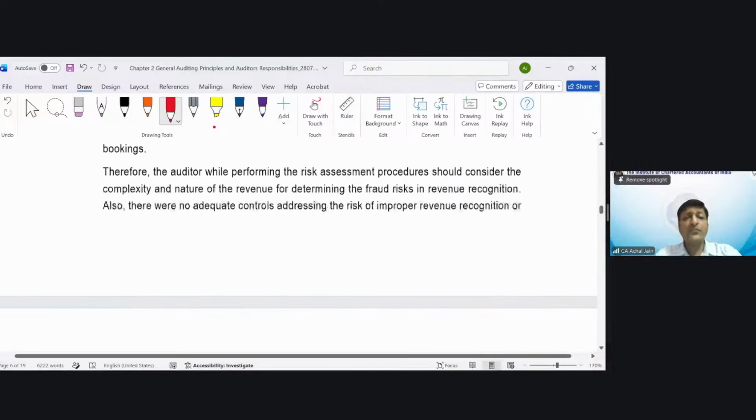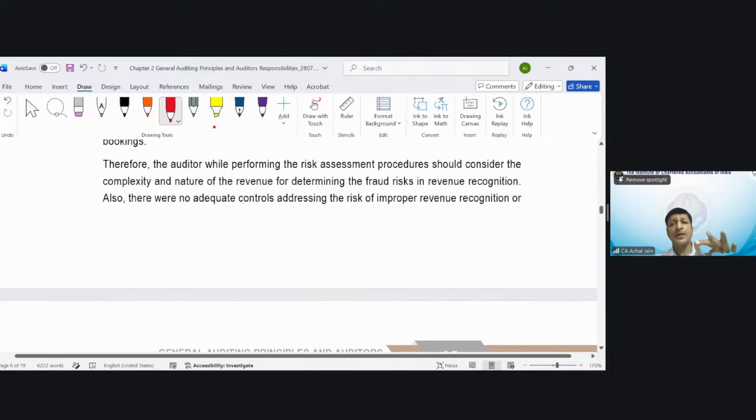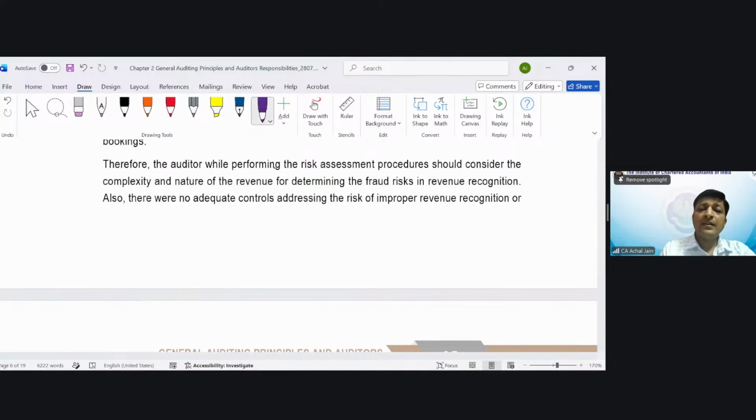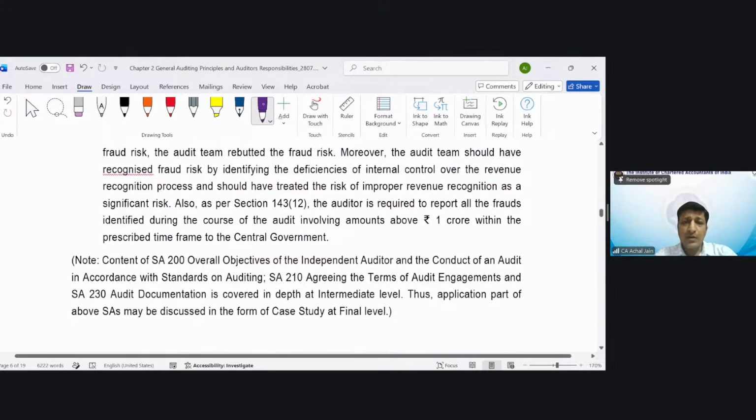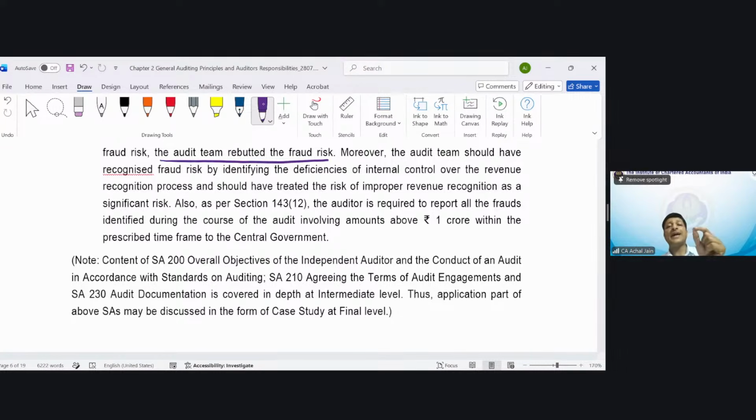Therefore, the auditor, while performing the risk assessment procedures, should consider the complexity and nature of the revenue for determining the fraud risk. Okay, of course, the control environment needs to be looked at. The audit team over here rebutted the fraud risk. Moreover, the audit team should have recognized the fraud risk by identifying the deficiencies of internal control, and should have treated the risk of improper revenue recognition as a significant risk. So something which is a fraud risk will automatically become a significant risk.